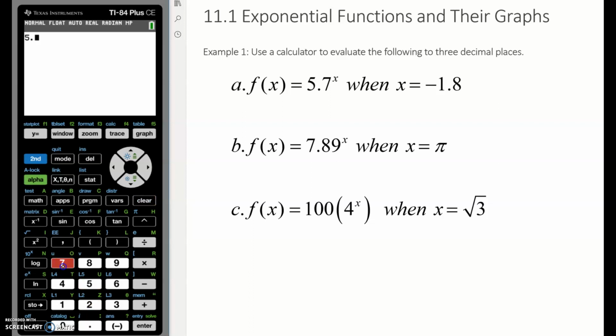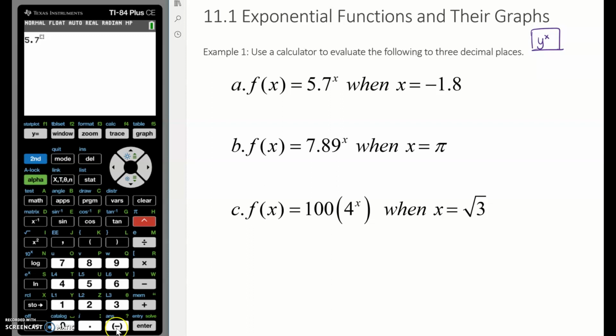You would type in 5.7, and then you're looking for the caret button. So I'm going to get my mouse over here so you can see what I'm pointing at. This caret button, it's right here. I just highlighted it in red on the graphing calculator. The calculator that most of you use has a button that looks like that. Some calculators have a button that says like y to the x or x to the y. That would be the exponent button.